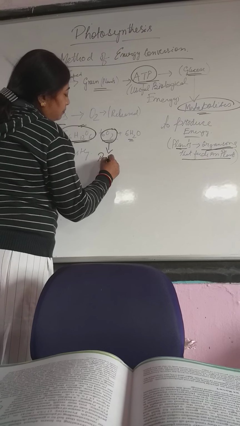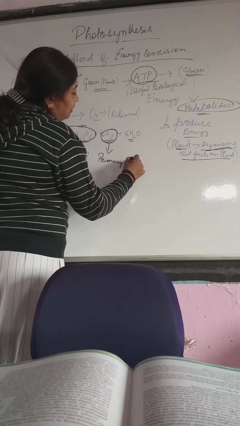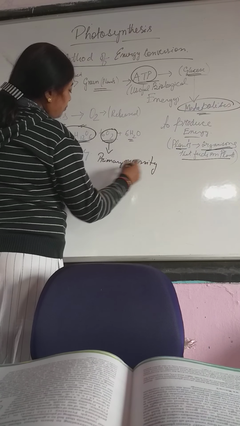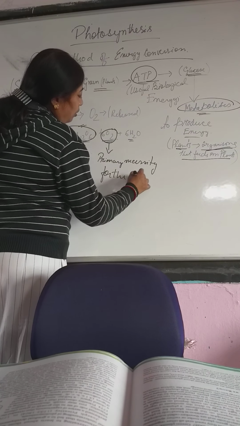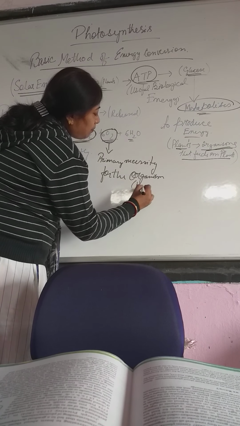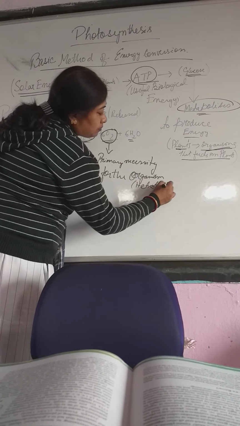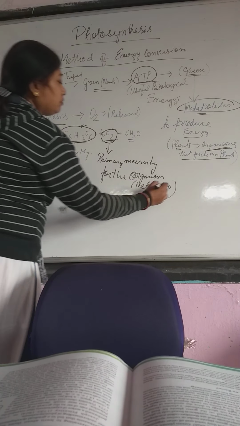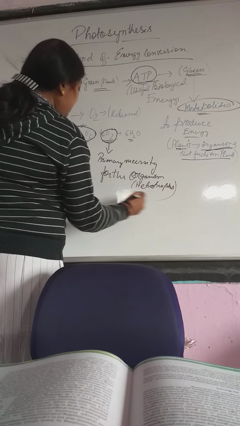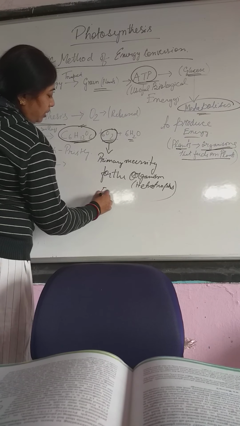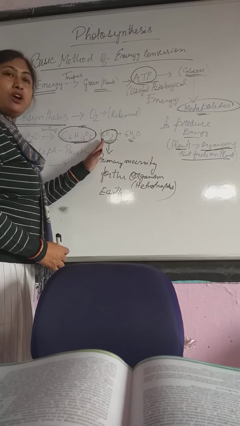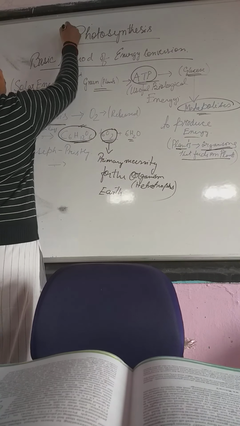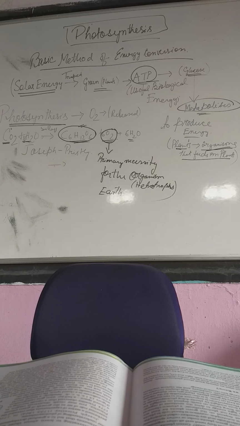and it also produces oxygen, and this oxygen is also a primary necessity for organisms other than the autotrophs. For example, heterotrophs, to survive on earth.